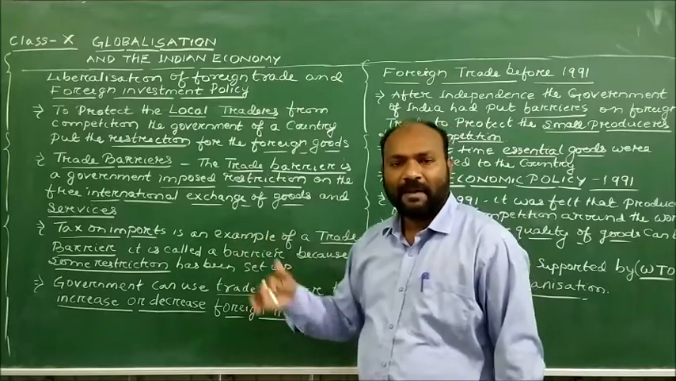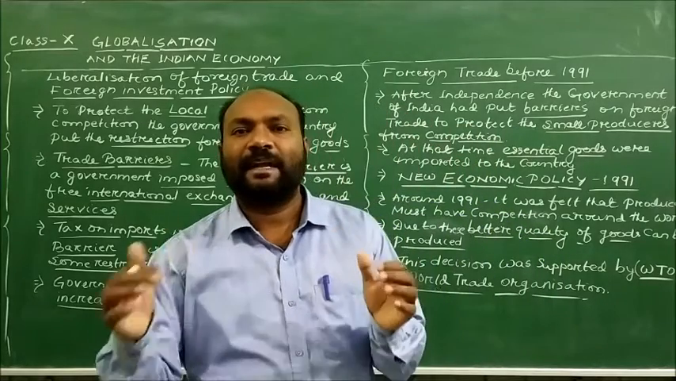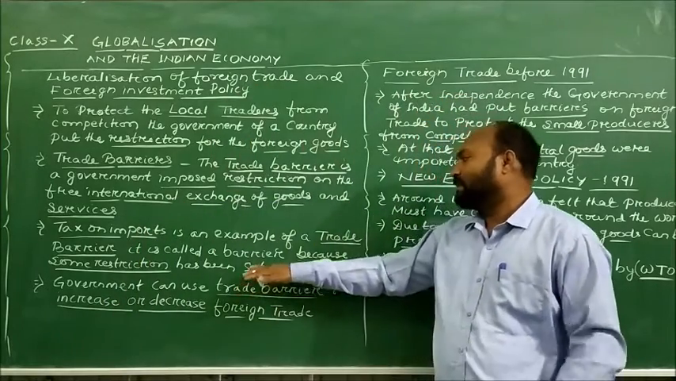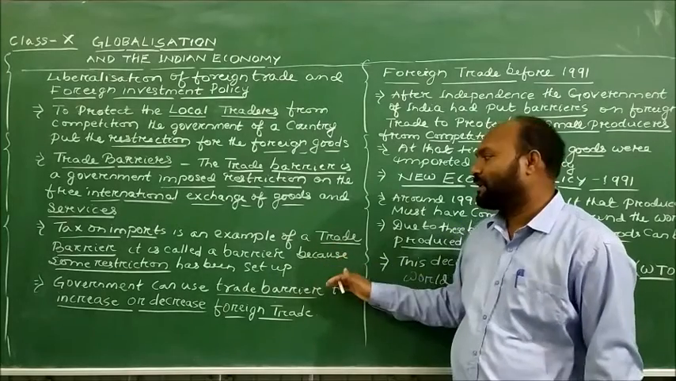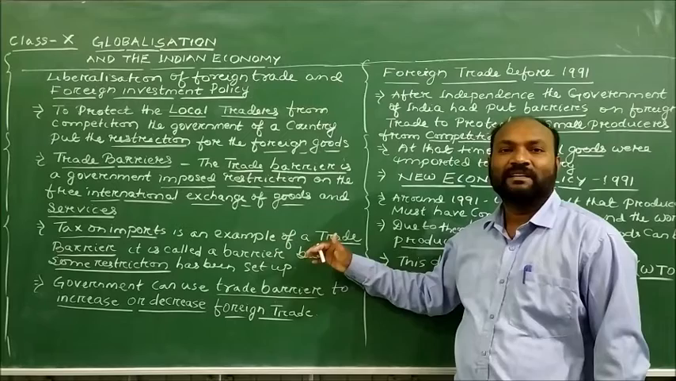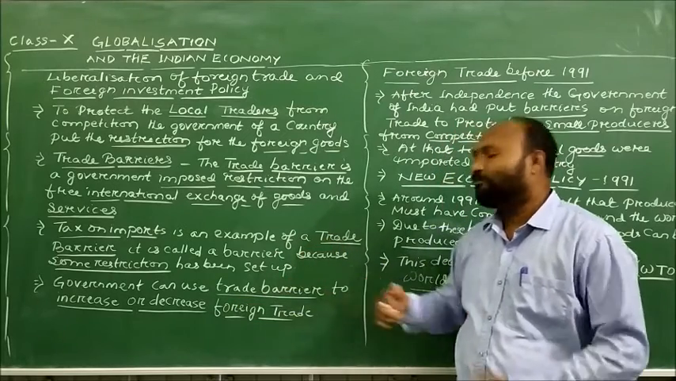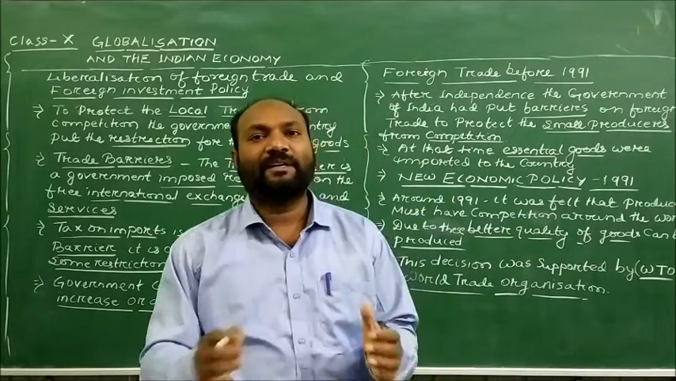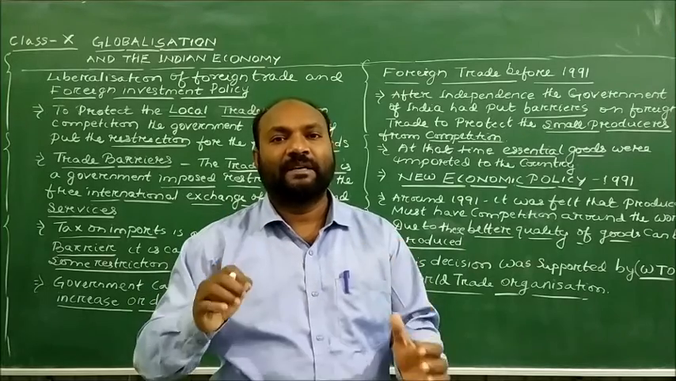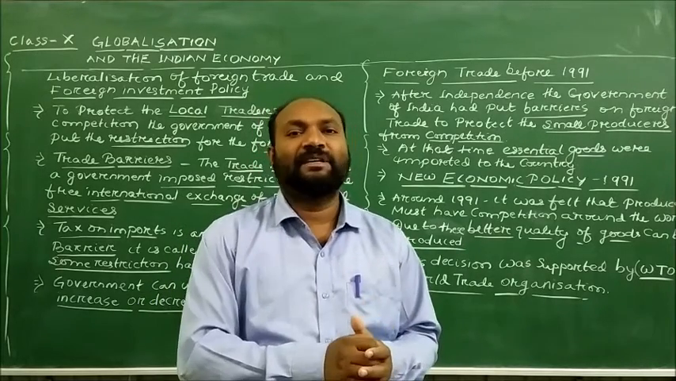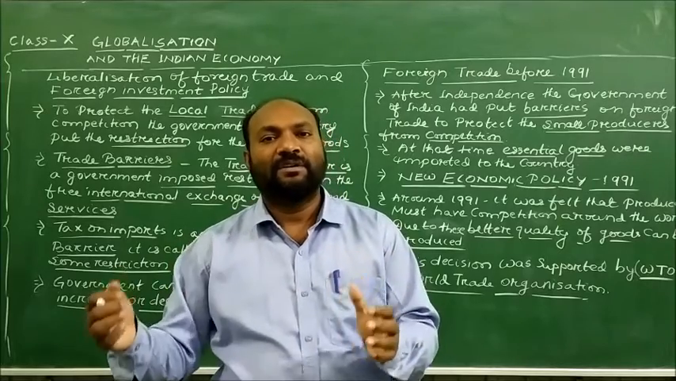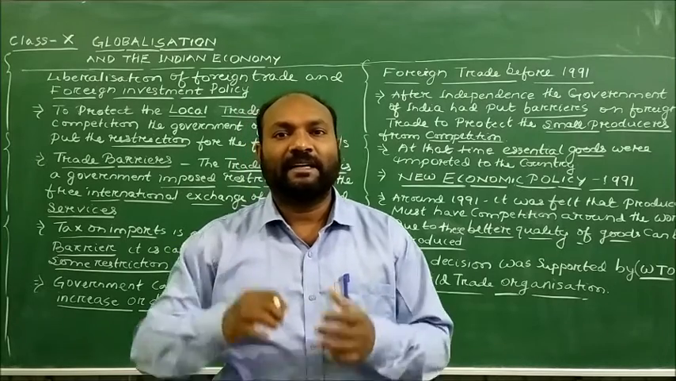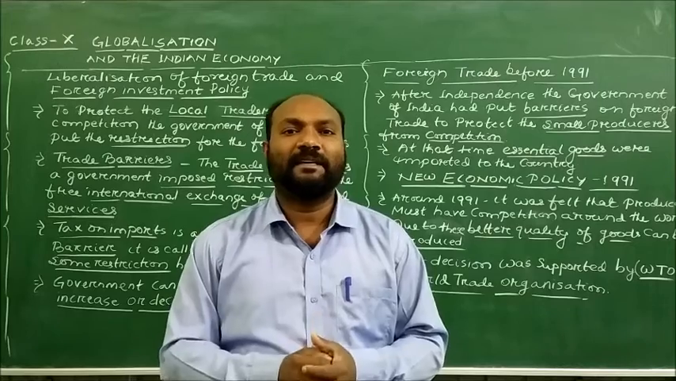When the government is putting up the trade barrier, at the same time the government can decide and use this trade barrier to increase as well as decrease foreign trade. The government will decide what kind of goods should be imported into the nation and what kind of goods should be exported from the country. Who is going to decide here? It is going to be decided by the government.